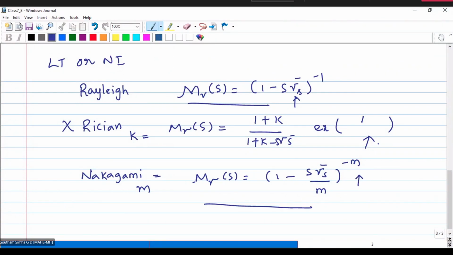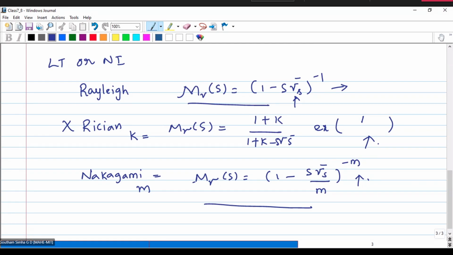Now if you put M is equal to 1, it boils down to Rayleigh. Nakagami M becomes Rayleigh. Nakagami M less than 1 boils down to some other distribution. Is it possible for us to get the Rayleigh distribution from Nakagami M? It is possible with slight modifications on Nakagami M fading, so Nakagami is a generalized fading channel where Rayleigh, Rician distribution, everything will fit in. Okay, now we'll not worry about all those things. That's how you can write this moment generating function.